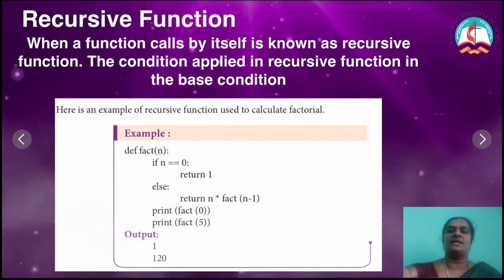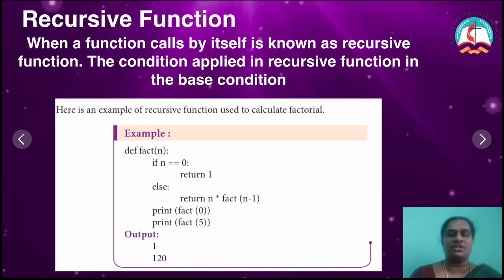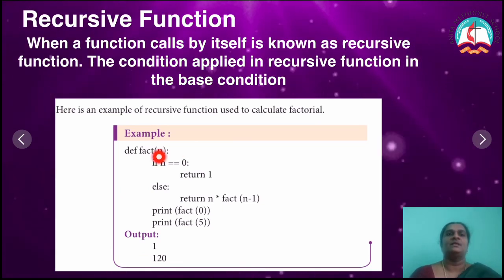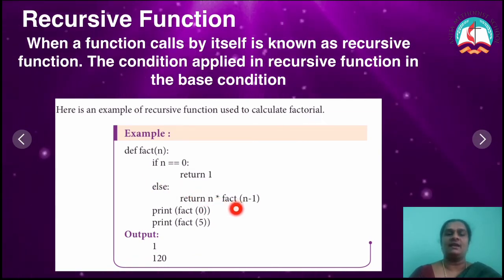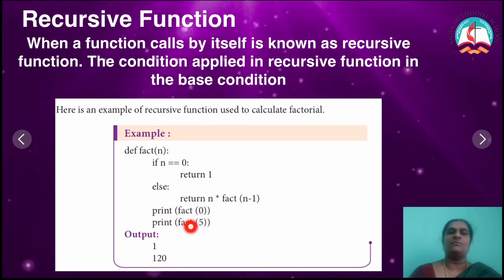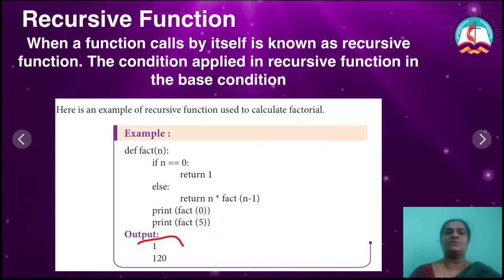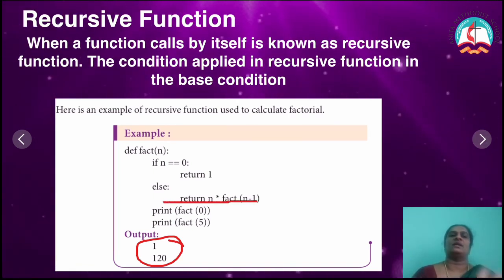We will just look into an example for the recursive function. Here is an example for recursive function to calculate factorial. See here, def fact of n: if n is equal to 0, return 1, else return n asterisk fact of n minus 1. Print fact of 0, print fact of 5. Output 1 and then 120. So 5 times it's multiplying, so we are getting the value 120. The same logic that we applied for C programming.